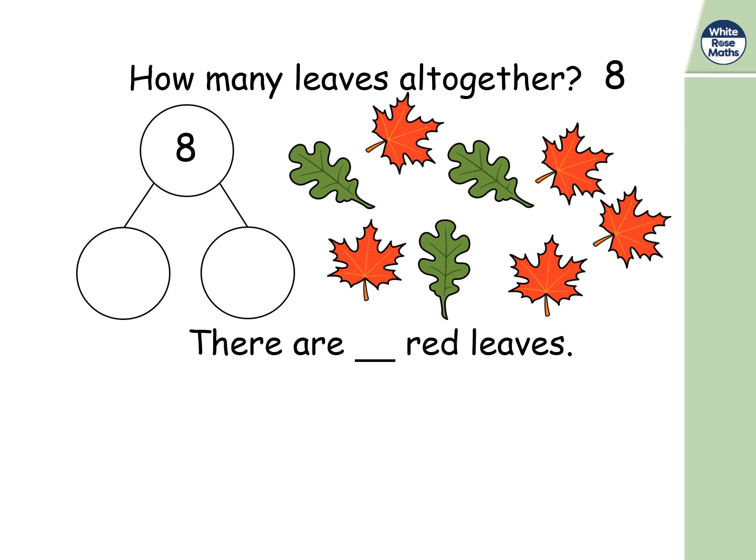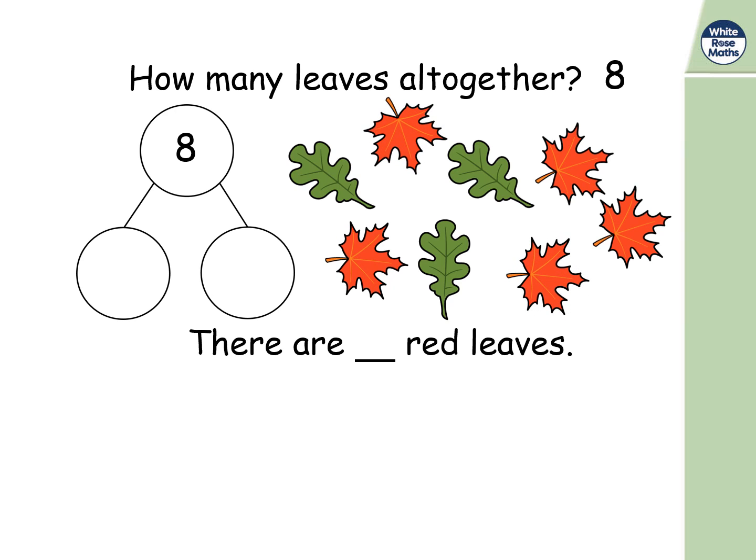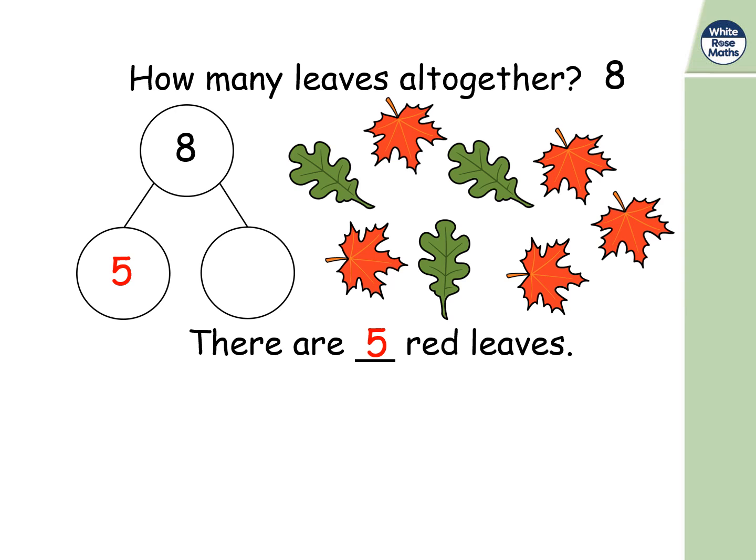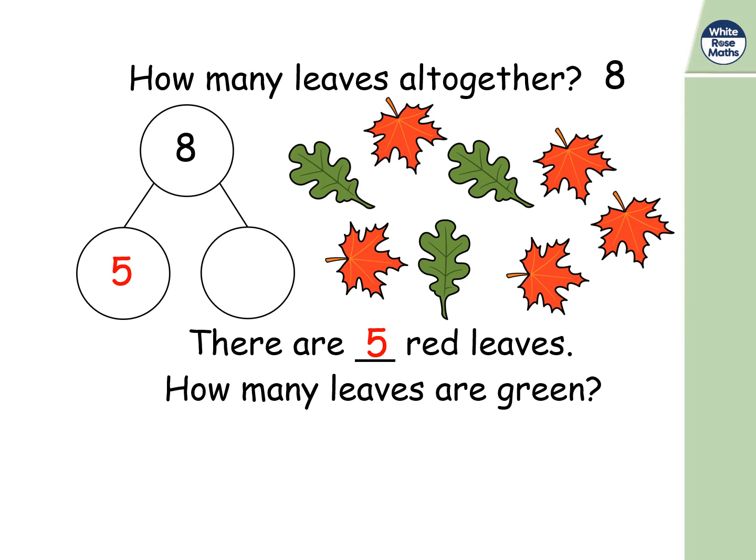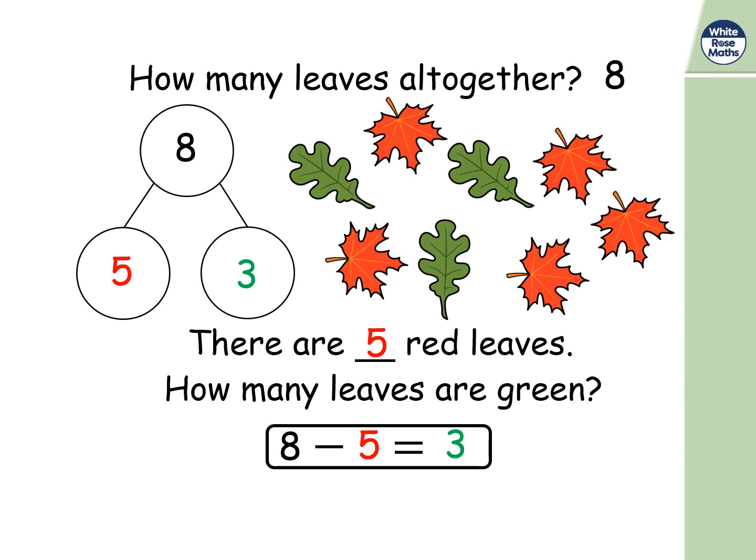Now it says, there are how many red leaves? Let's count them. 1, 2, 3, 4, 5. There are 5 red leaves. So that's one of the parts. And of course it's asking us how many leaves are green. Well, we could just count them, or we could think about a subtraction sentence. 8 leaves subtract 5 red leaves is equal to 3. Yes, and then we can complete our part-whole model.